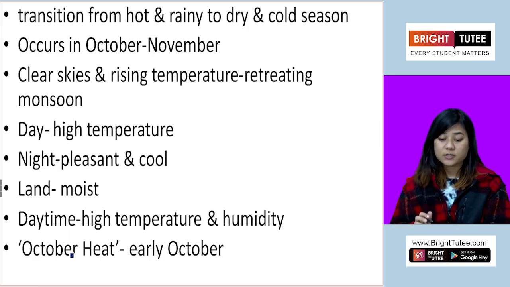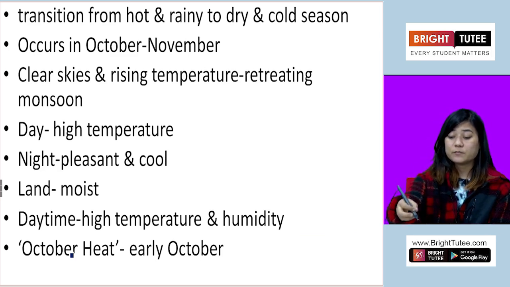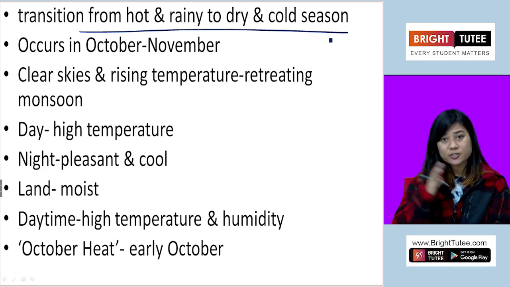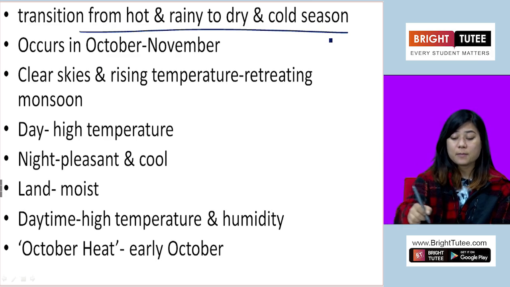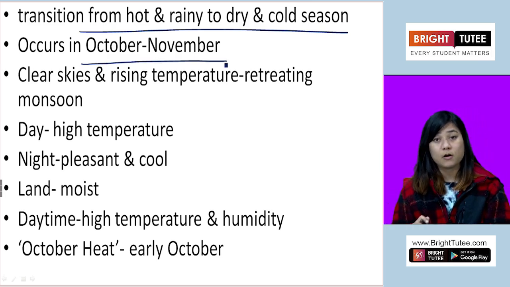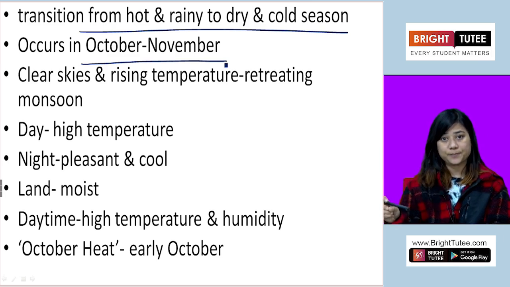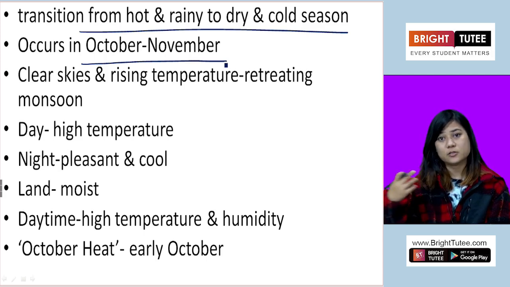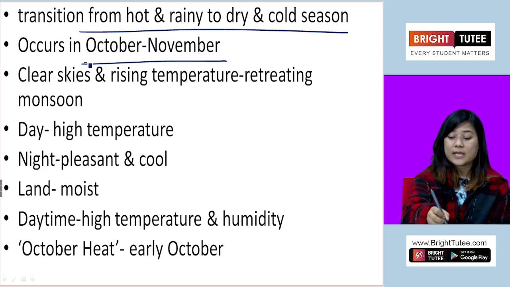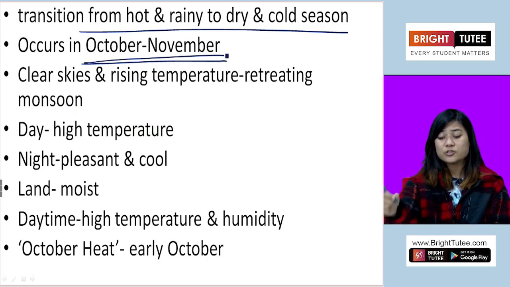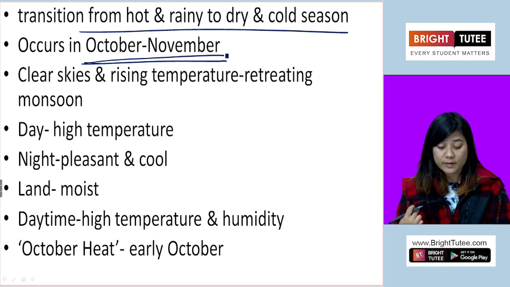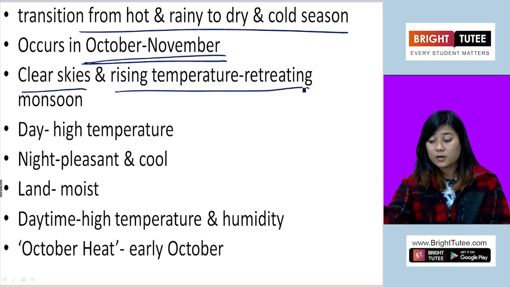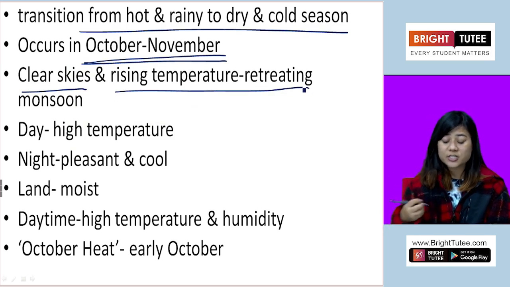Now as it returns, there is a transition from the hot, rainy season to the dry and cold season. And this transition occurs between the months of October and November. So change in the season is also caused by the movement of the wind, and that occurs in the retreating monsoon season in October and November. And during this time, the skies are clear, with rising temperature.